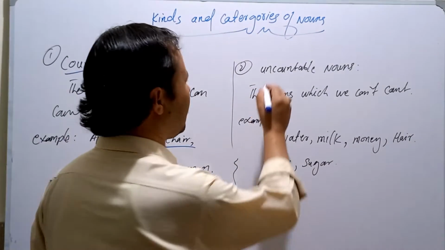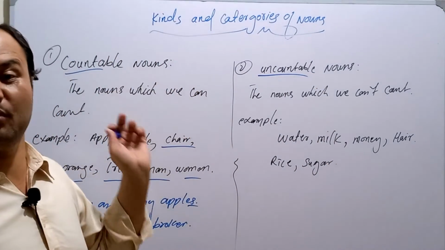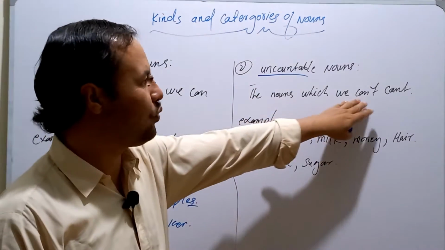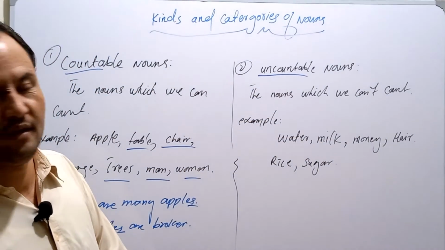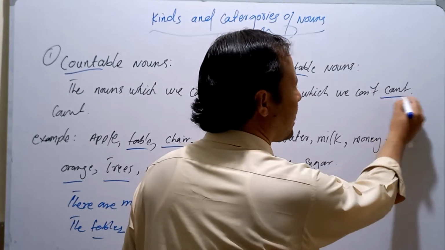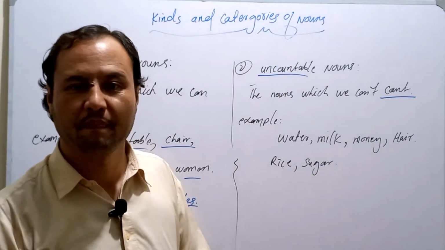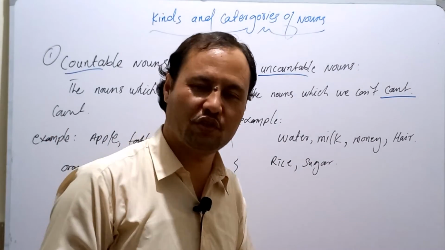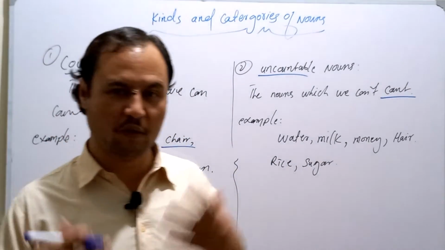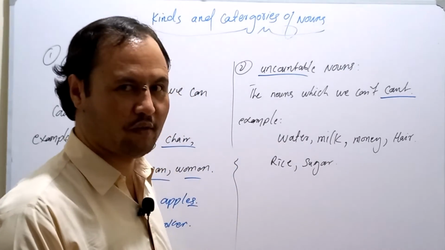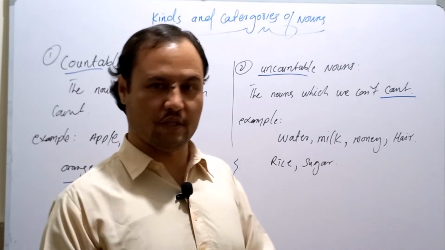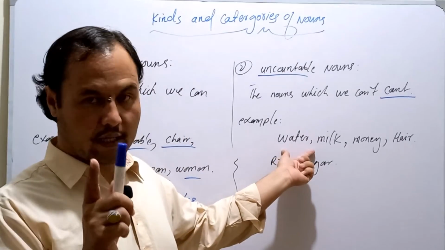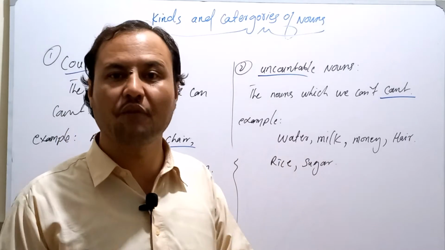The next one is uncountable. Opposite to the countable. Opposite. Okay. Uncountable nouns. The nouns which we cannot count. The nouns which we cannot count, we call them uncountable nouns. For example, water. Now see, water that we drink when we get thirsty. Right now I'm thirsty, for example. Okay, I'm teaching too much now. I'm so thirsty. Okay, so now water is an uncountable noun. We cannot count the water.